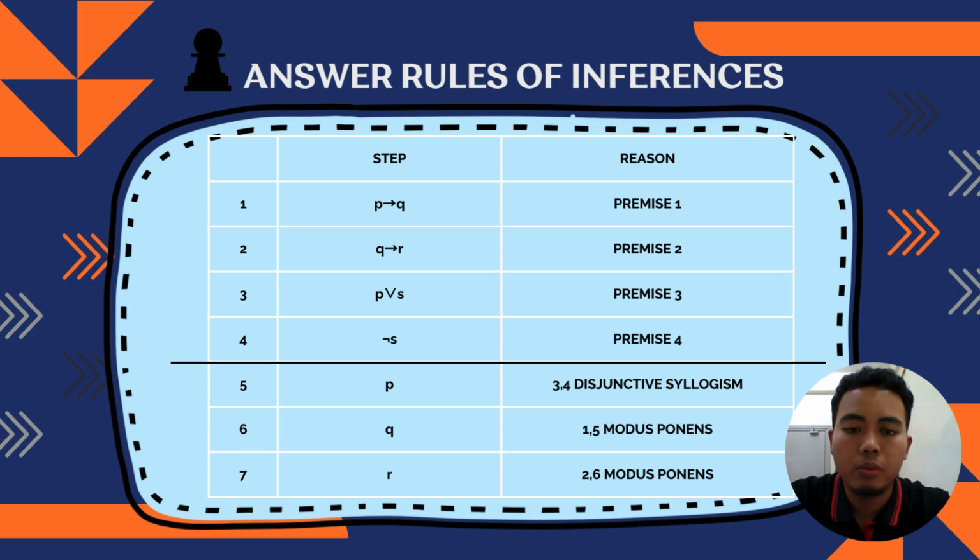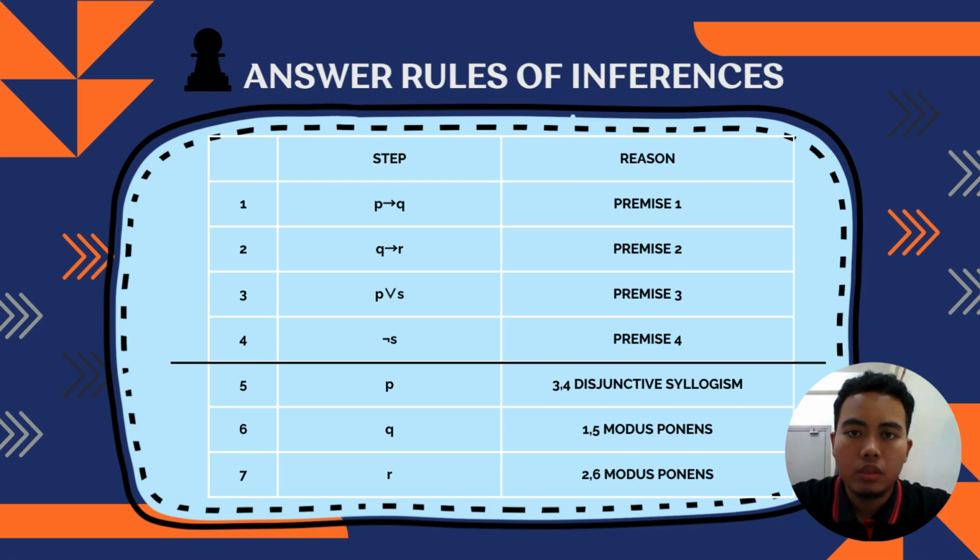Next, we can use modus ponens on statements 1 and 5, because it has an implication logical operator. It also has the same variable, which is P, and then we can remove the P and leave the Q, and then we can put Q as the new statement, which is statement 6.